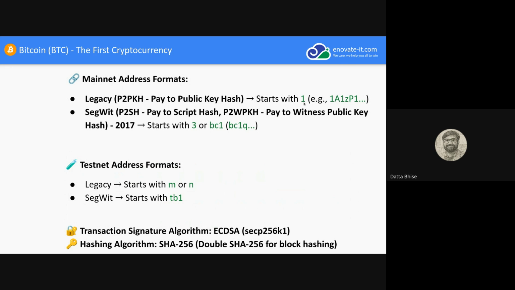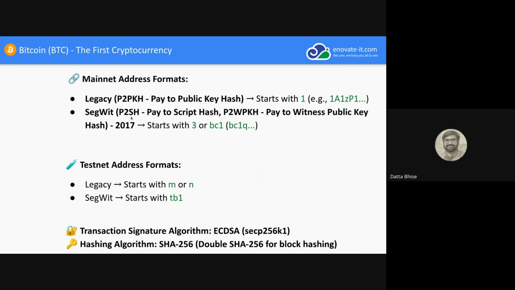Okay, so addresses. In Bitcoin, what is a little bit different compared to other chains? In Bitcoin, we have mainnet and testnet. Mainnet means live chain. Testnet means this coin doesn't have any value, it's just for testing. So mainnet addresses normally start with 1. This is the kind of legacy address.